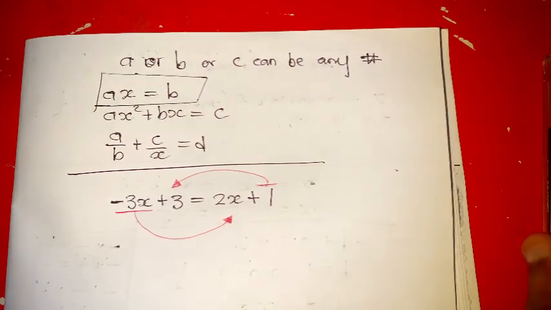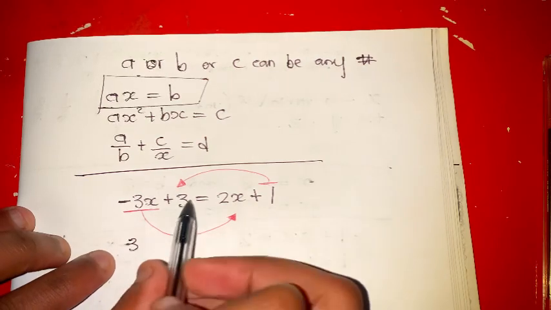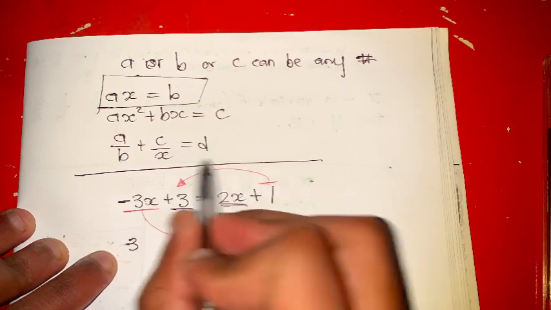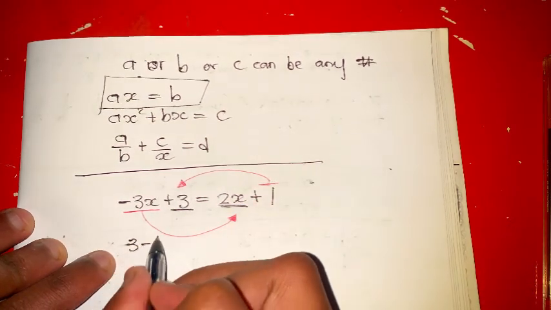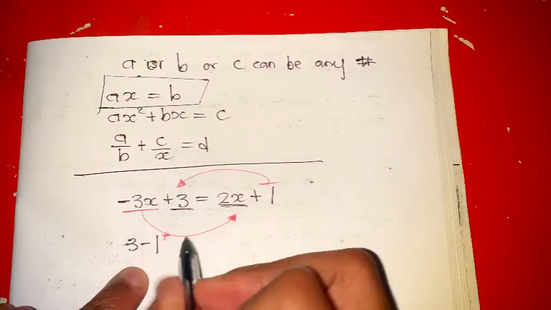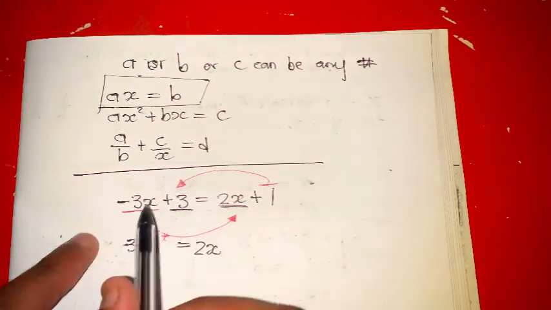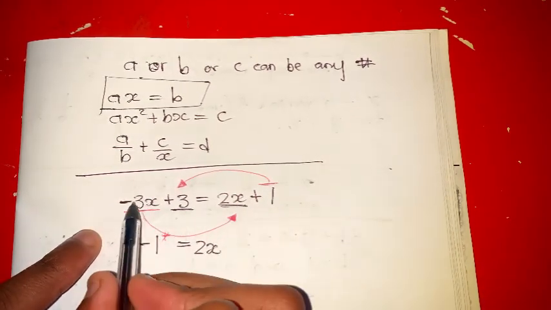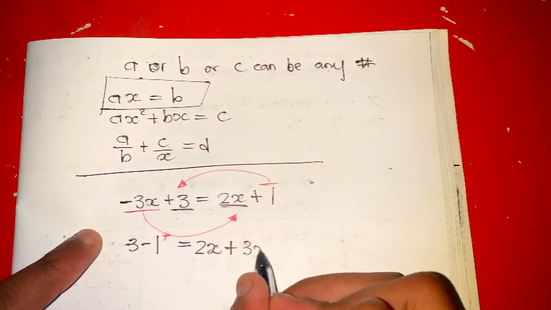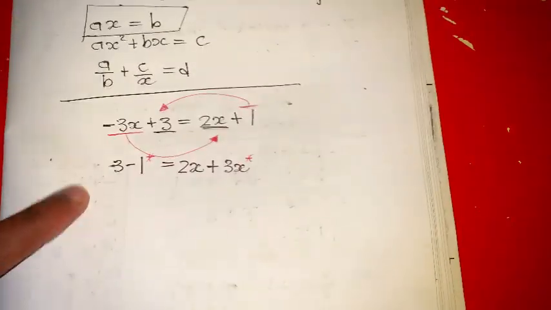So starting with the 1 will go this side. There's already a 3 here, and there's already a 2 here. So this 1 crosses to the other side and becomes negative 1. I'm going to put a little star here so you know it crossed from the other side. Then you already have 2x. This x here is going to cross and the sign will change. Because it was negative, it will become positive 3x. I'm going to put a little star so you know it's from the other side.